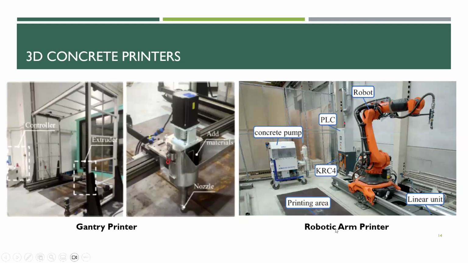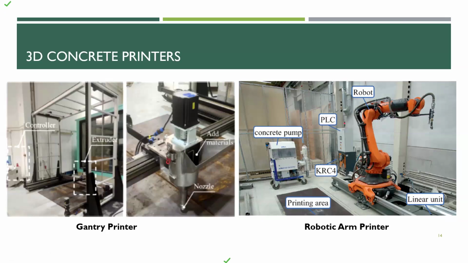All printers have this structure: there is a mixer here, there is a concrete pump. Firstly you have to mix the concrete, and after that you have to put it in the pump, and with the pump a pressure will be applied, and it will go through the machine, and with the machine it will be extruded out, like I showed you in the video before.